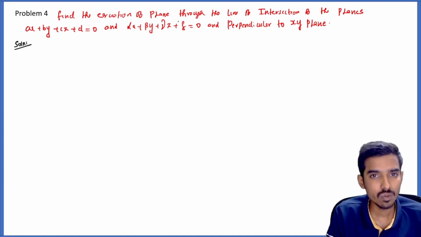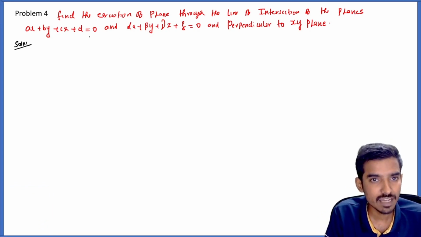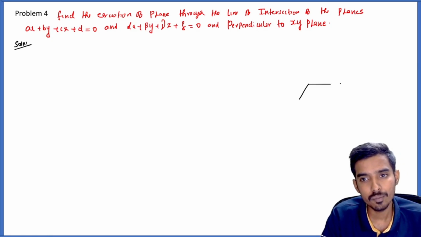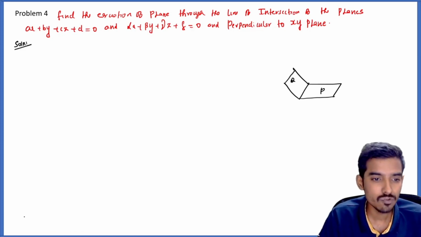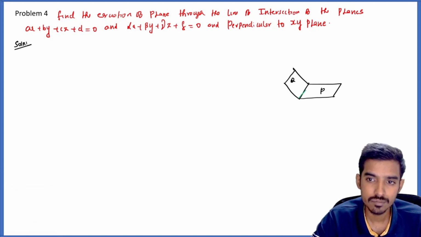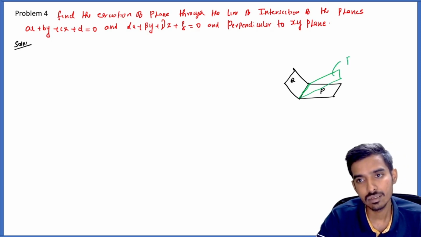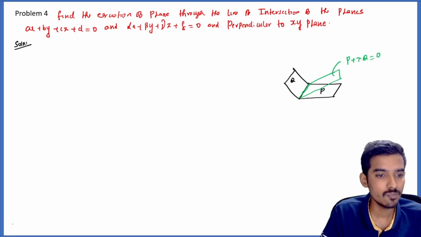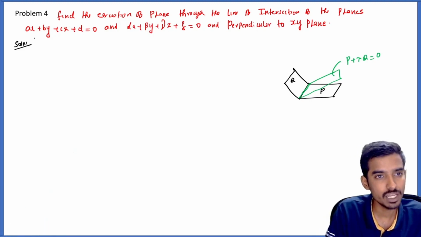So again, find an equation of the plane through the line of intersection of these two planes. So we have p and we have q. You need to find an equation of the plane through the line of intersection of these two planes. Right? So this is p plus lambda q equal to 0. This is the required equation of the plane through the line of intersection of p and q.